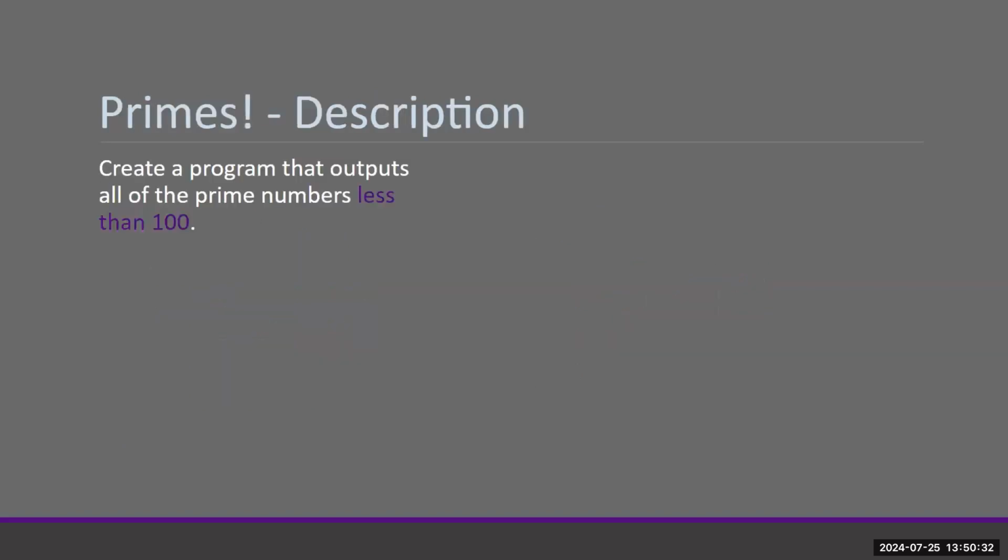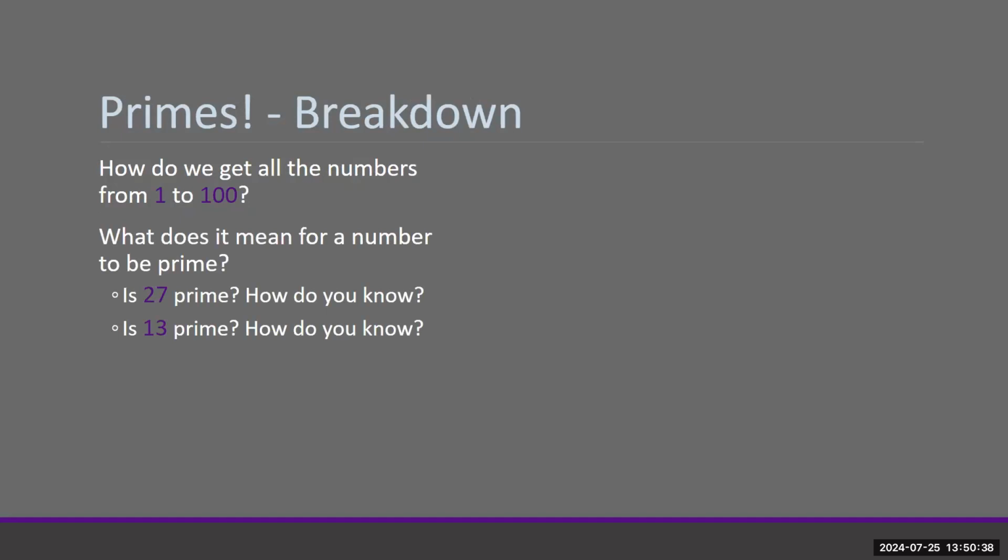All right, now we have primes. So create a program that outputs all of the prime numbers less than 100. So how do we get all of the numbers from 1 to 100? What does it mean for a number to be prime? And so an example for that is, is 27 prime? Well, how do you know whether it is or isn't? Is 13 prime? Yes, no?